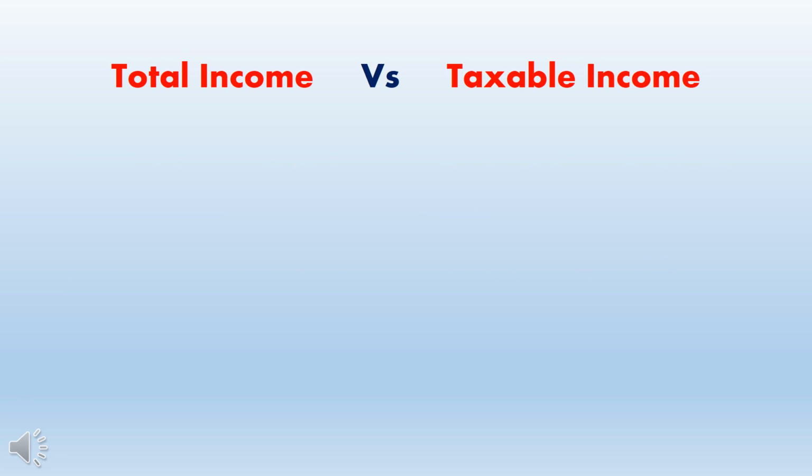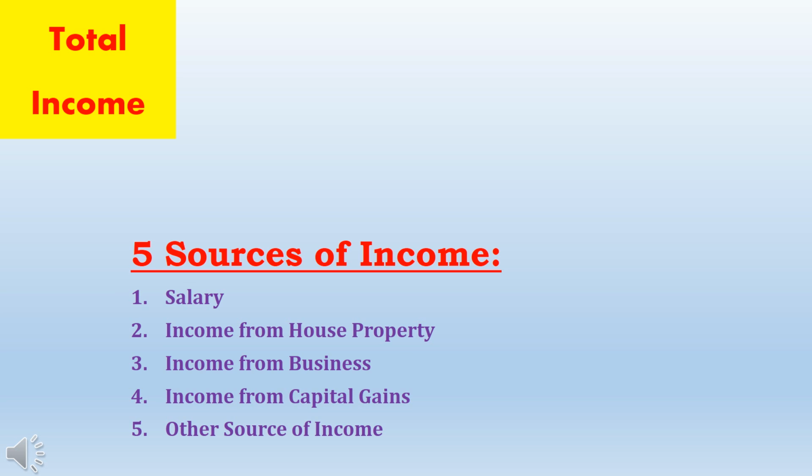Before getting into the old and new income tax slab, we have to understand what is meant by total income and what is meant by taxable income. What is added in the total income of an individual? How much total salary the person got in this financial year, plus how much rent he received from his house property, plus any profit from business, plus any profit from investment in real estate or shares, plus other sources of income.